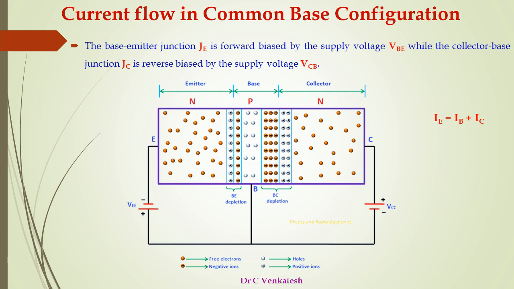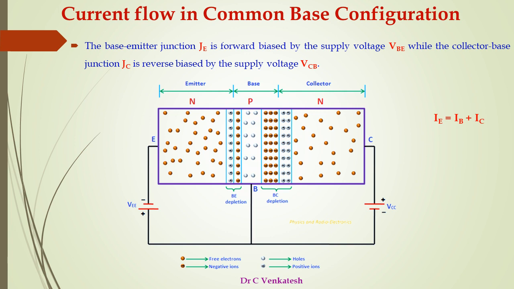The free electrons which are flowing from emitter to base will combine with the holes in the base region. Similarly, the holes which are flowing from base to emitter will combine with the electrons in the emitter region. From the diagram, it is seen that the width of the base region is very thin. Therefore, only a small percentage of free electrons from emitter region will combine with the holes in the base region, and the remaining large number of free electrons cross the base region and enter into the collector region.